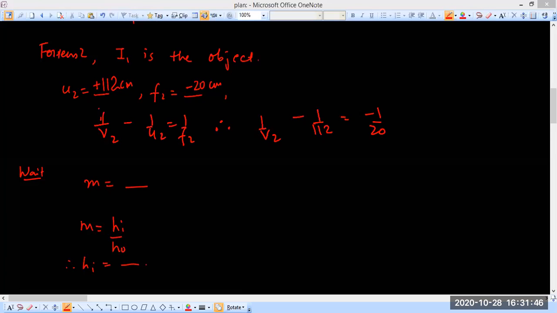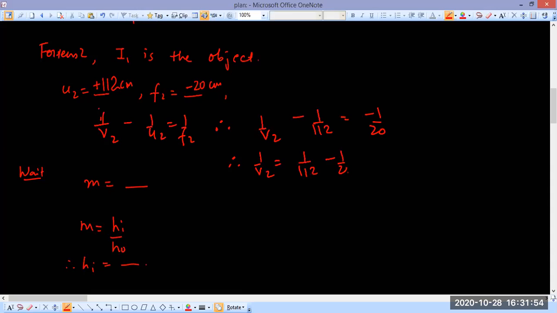V1 7 આવે છે જૈનમ. 1 by V2 is equal to 1 by 112 minus 1 by 20. તો આનો LCM લઈ લો તો શું થઈ જશે? 112 into 20 અને ઉપર થઈ જશે -82. આવું કંઈક આવે છે. Yes, Kea, that's right. V2 minus 20 આવે છે અમન.